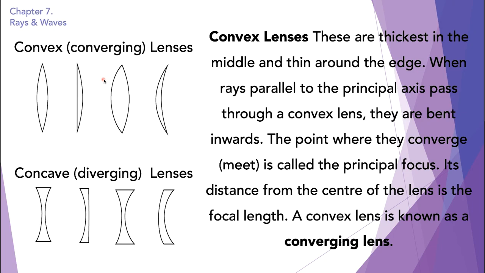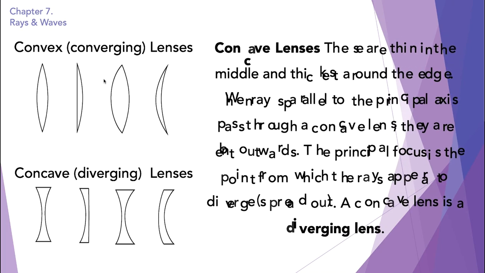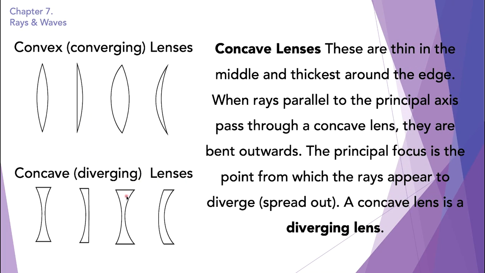Then we have the second type of lens, which is the concave lens. These are the diverging lens. So these lenses are thin in the middle and thickest around the edge. So when rays parallel to the principal axis pass through a concave lens, they are bent outwards. So they are diverged, in other words. Convex lens bring rays together, whereas concave lens bend them outwards. They spread out. The rays appear to spread out.